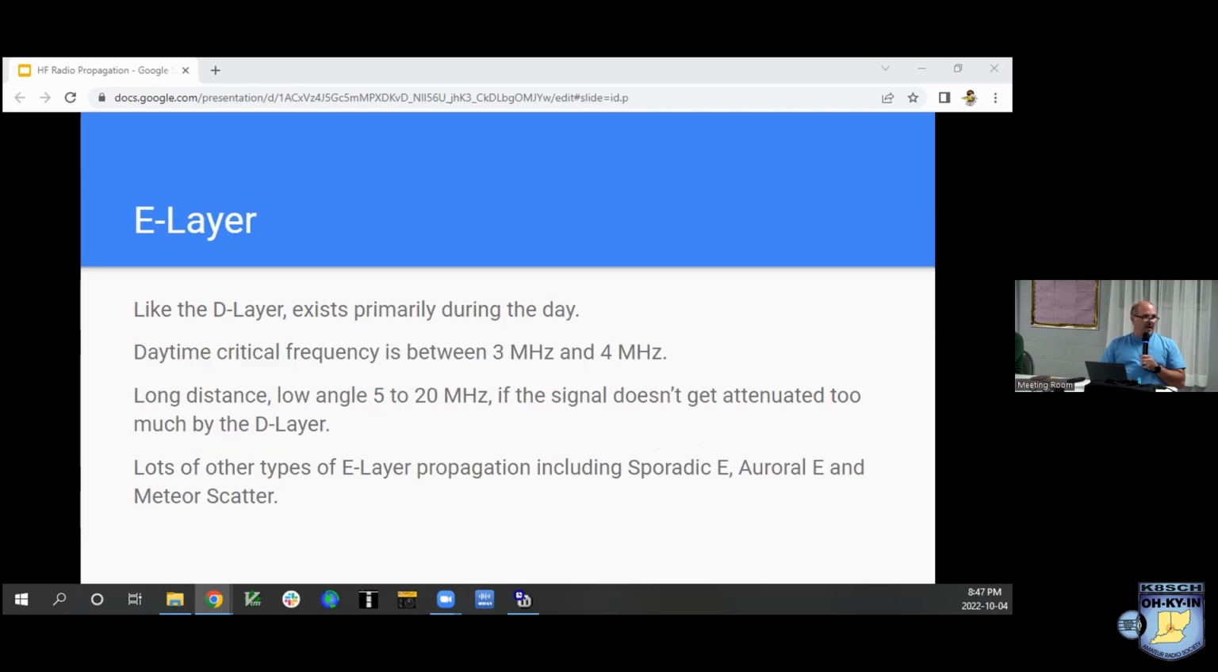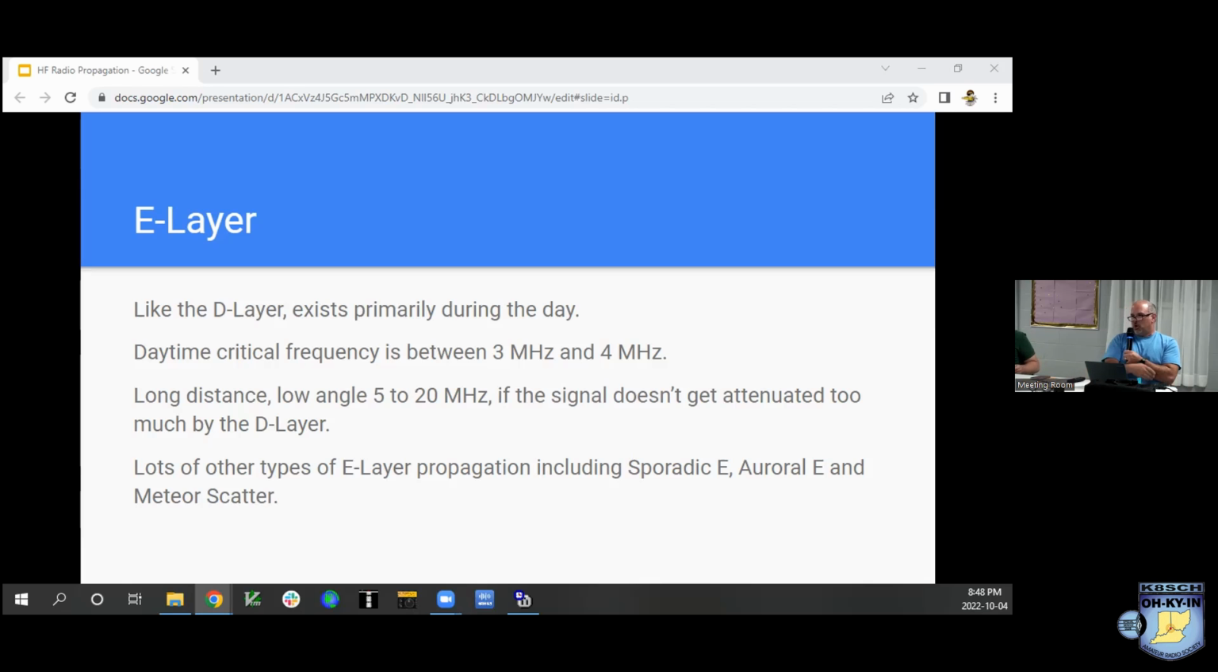The E layer, now I'm really not going to get into a lot of details because this one is open for a lot of experimentation. The E layer is one of the more fascinating ones. It's like the D layer, exists primarily during the day. It takes shortwave UV and long wave X-rays, and it breaks apart nitric oxide and molecular oxygen and ionizes those. The daytime critical frequency is between 3 and 4 megahertz. Long distance, low angle, 5 to 20 megahertz if the signal doesn't get attenuated too much by the D layer.